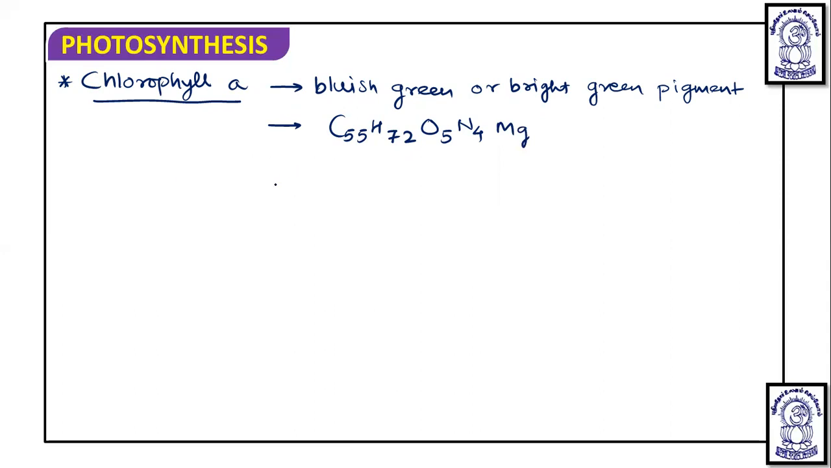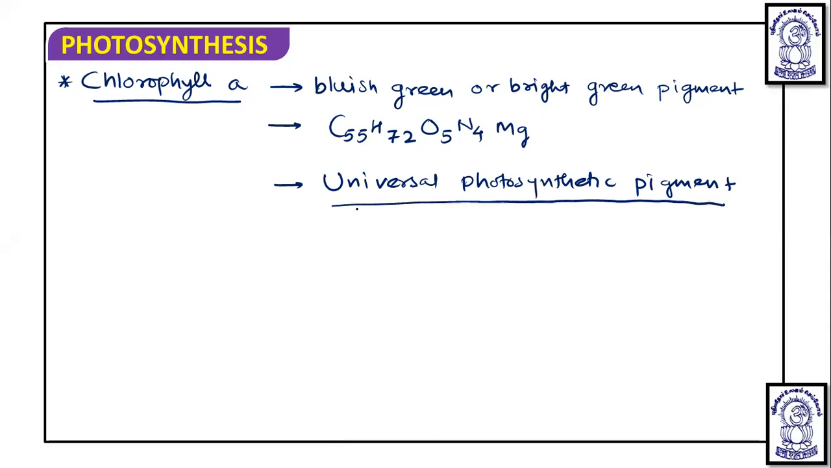Now this chlorophyll A is considered a universal photosynthetic pigment. Now the question is, why is it considered a universal photosynthetic pigment? Because it is present in every photosynthetic organism except eubacteria.